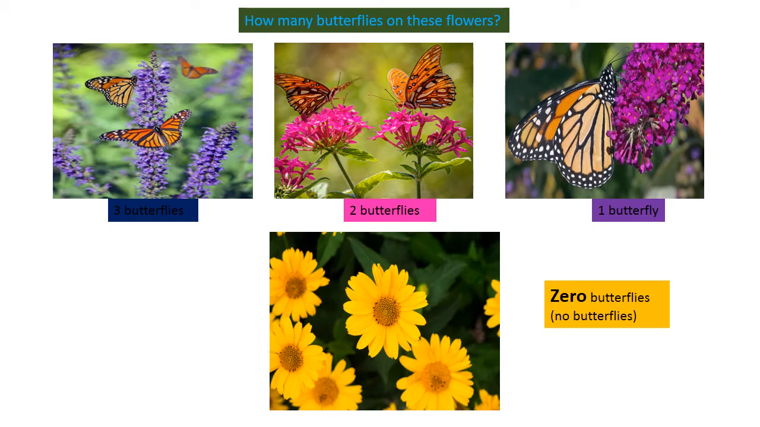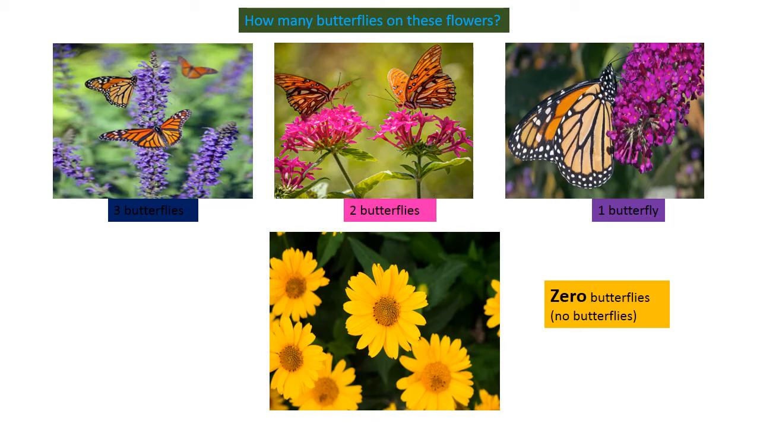On this blue flower we can see there are 3 butterflies. On the pink flower, we can see there are 2 butterflies. On the purple one, there is 1 butterfly. What about the yellow flower? I can't see any butterflies there. Can you see? No, there are no butterflies. It's 0 butterflies.